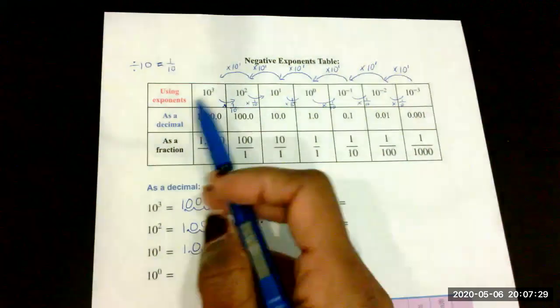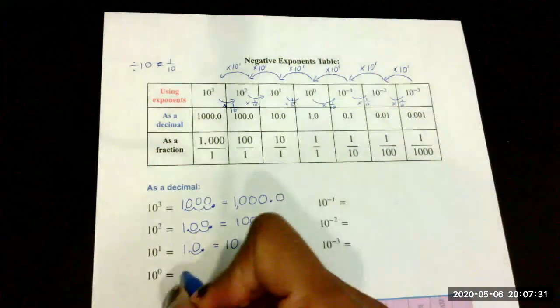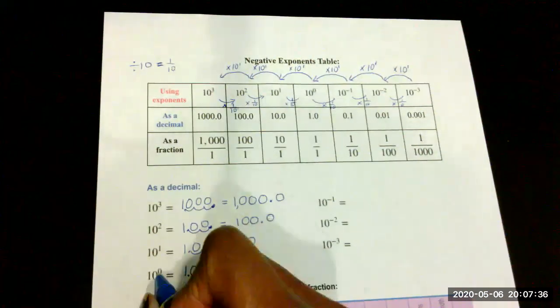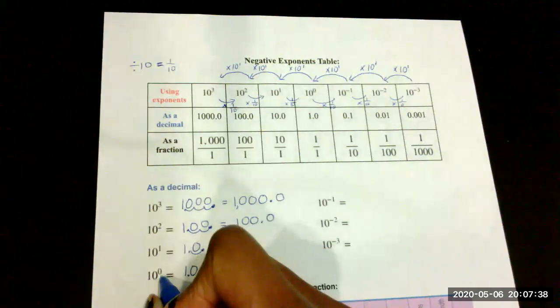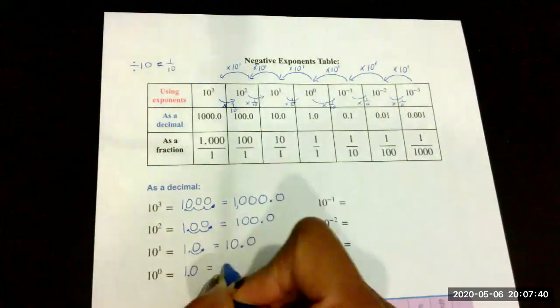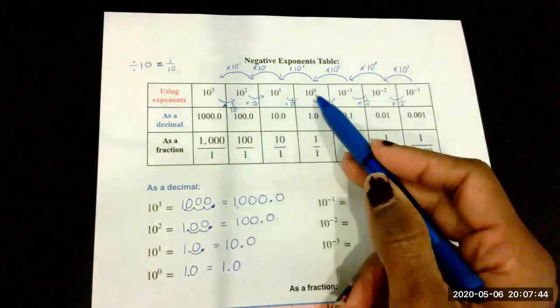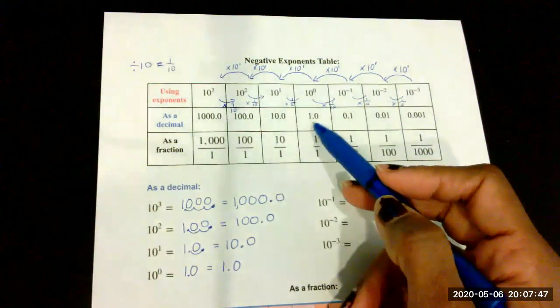these exponents as decimals. And then 10 to the 0, like I said, you start off here, but it says don't move any place value spaces. So that's just going to be 1.0. And everybody knows that any number to the 0 power is 1. We talked about that last week.